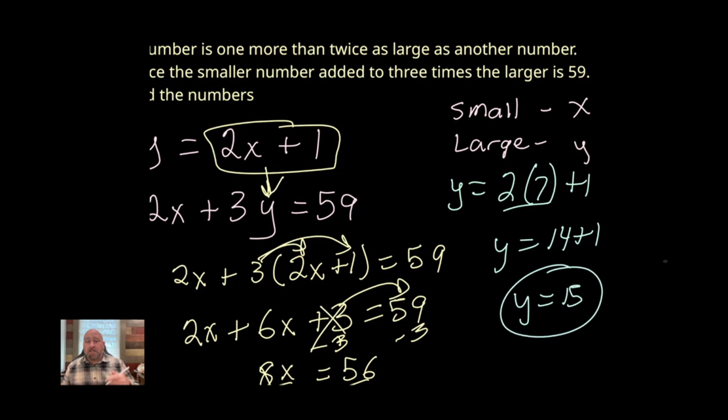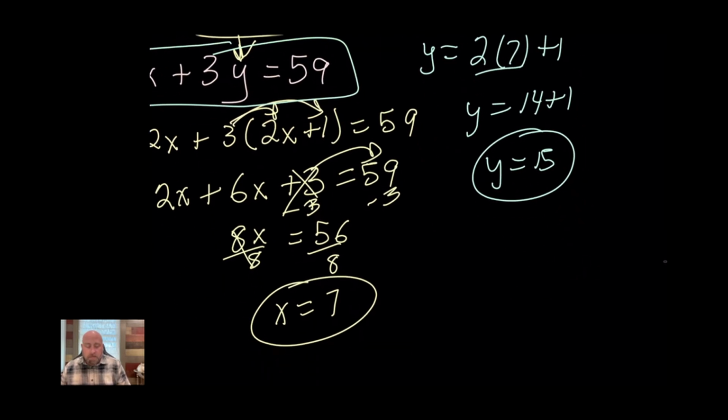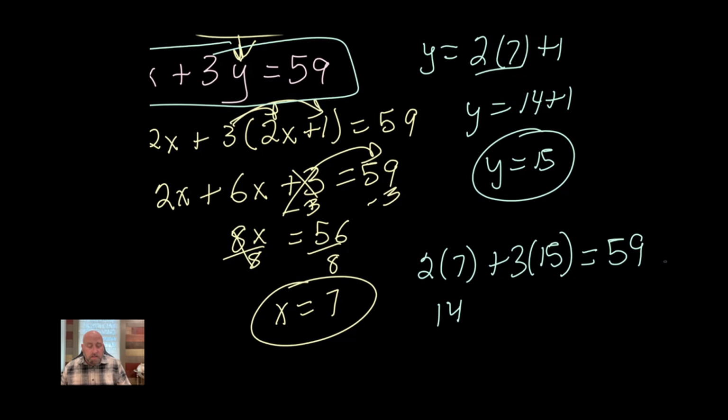Now we can go back and check those. How do we check those? We can put them back into this one if we want. So 2 times 7 plus 3 times 15 is supposed to equal 59, and then we just see if it does. So 2 times 7 gives us 14, plus 3 times 15 gives us 45. Add those up: 59 does indeed equal 59. And because those check, we know that we did our problem correctly.